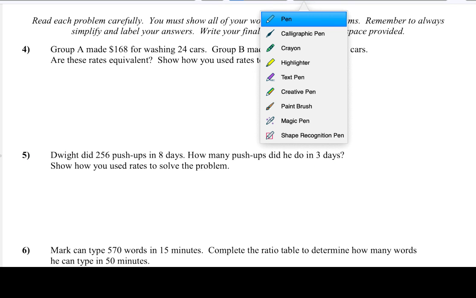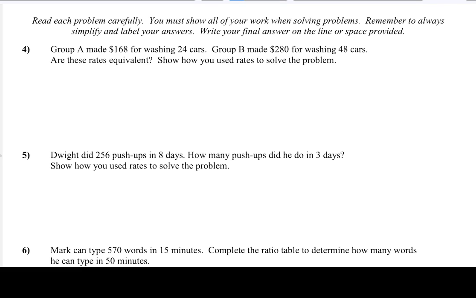Question 4. Group A made $168 for washing 24 cars. Group B made $280 for washing 48 cars. Are these rates equivalent? Show how you used rates to solve the problem. So Group A made $168 for washing 24 cars. Group B made $280 for washing 48 cars. We want to know, are these rates equivalent? And use rates to help us figure that out.